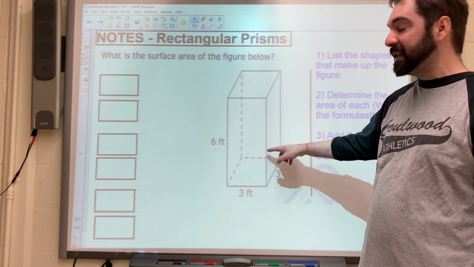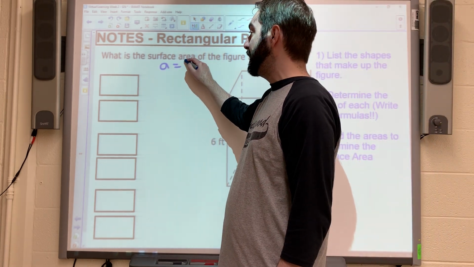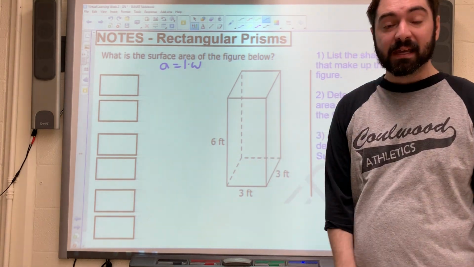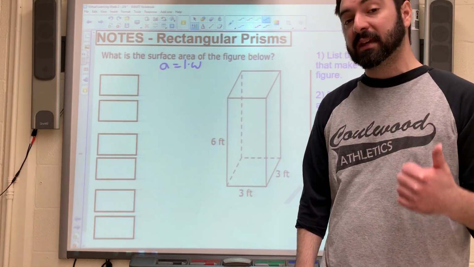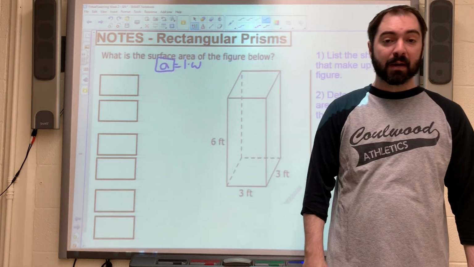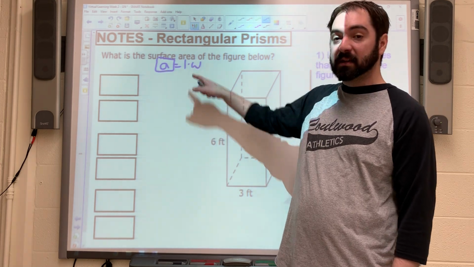Well, again, I see a rectangular prism. I know that rectangular prisms are made up of only squares and rectangles. So the only formula I need is area equals length times width. I even like to start putting shapes around my letter A so that I know I'm dealing with four-sided areas, length times width.